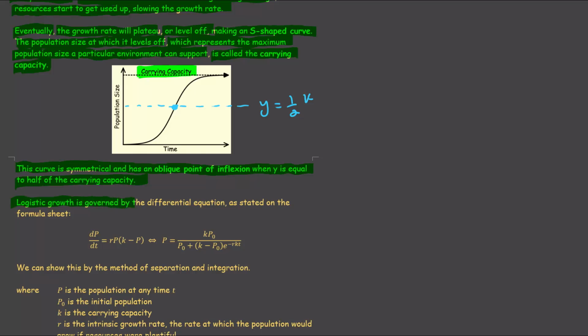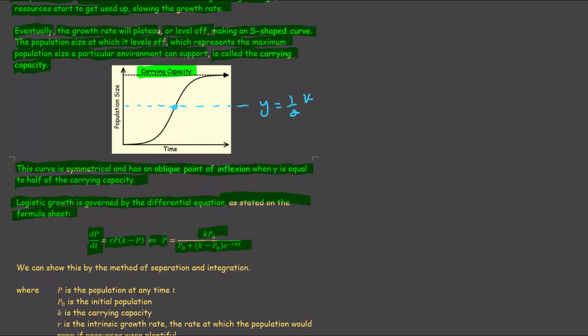Logistic growth is governed by the differential equation as stated on the formula sheet, and this is important because you want to use this as it is on the formula sheet. dP/dt = rP(K - P). And that gives us the solution: P at any time t is equal to K P naught, where P naught is the initial population, over P naught plus (K - P naught) e to the negative rKt.